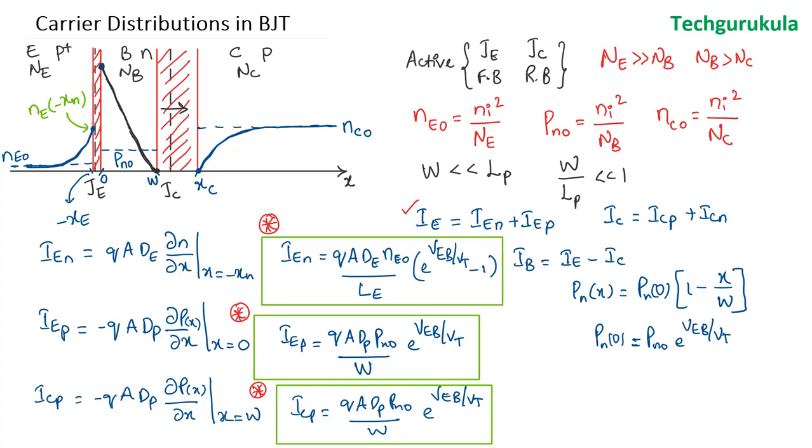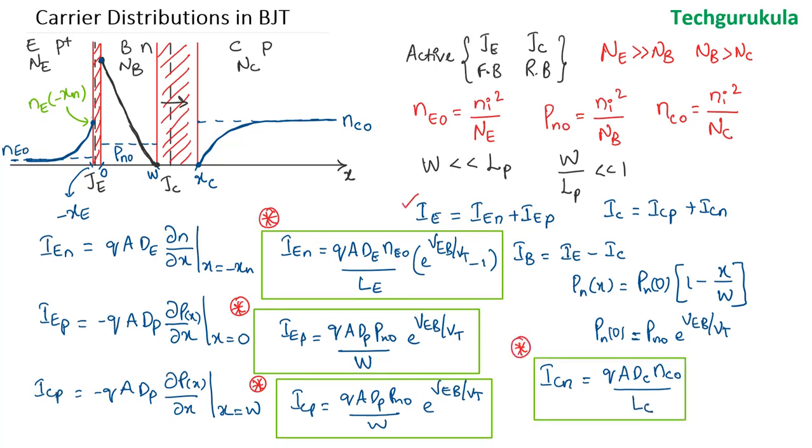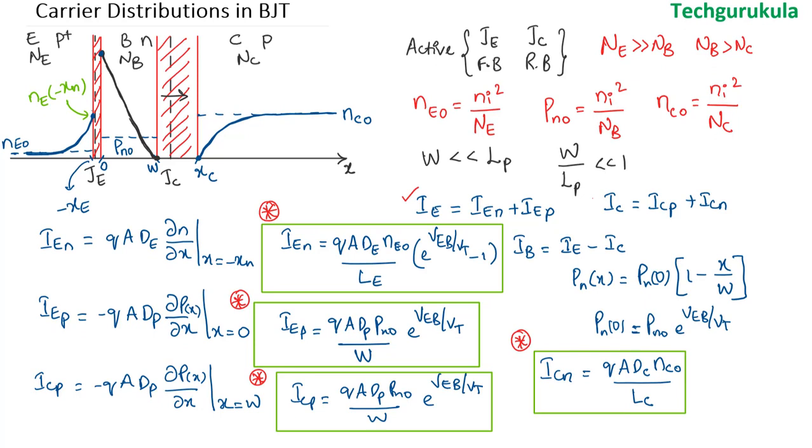Now, coming to the last, that is ICN. ICN is the current that is flowing because of the minority carriers, electrons in the collector, crossing this depletion region, which is nothing but the reverse saturation current just because of the electrons going from collector to base side. That can be written as ICN equal to QA DC NC naught over LC. This is another important equation. Now we know even IC because we found the expressions for ICP and ICN.